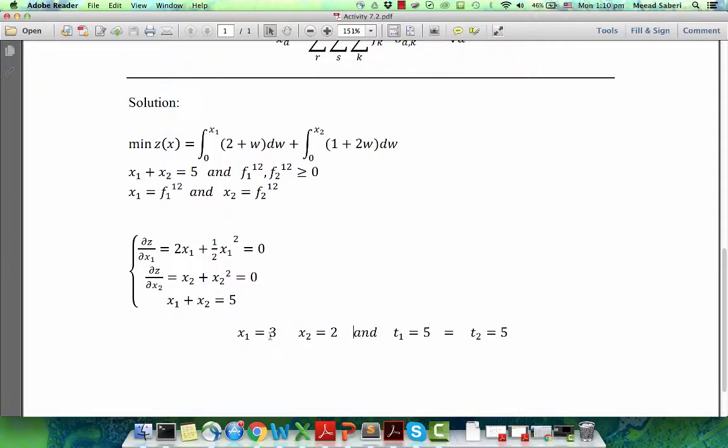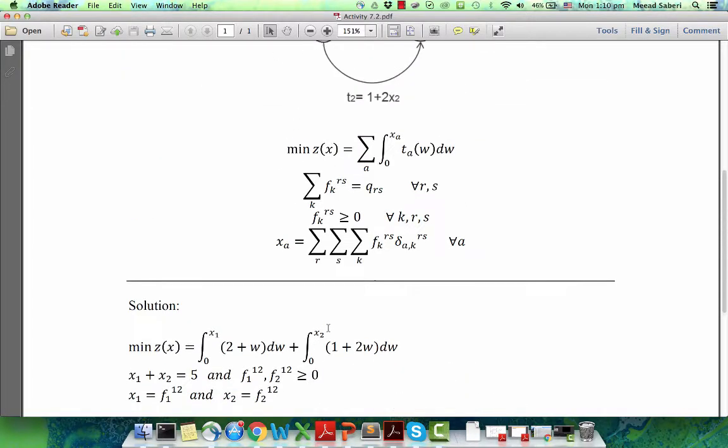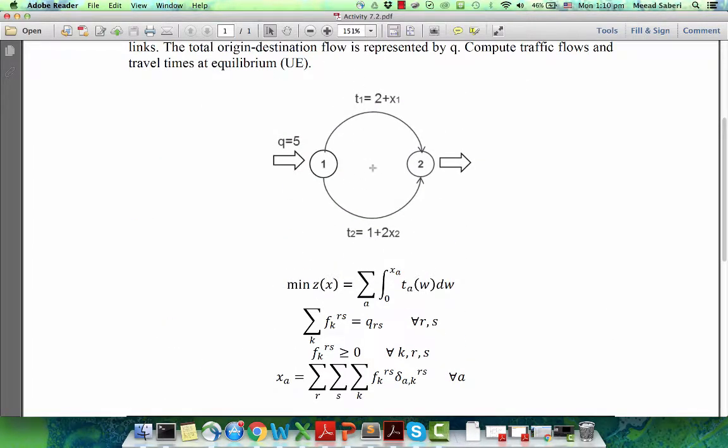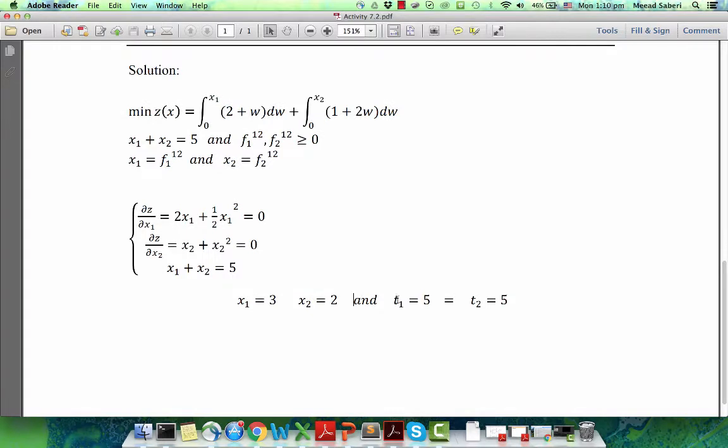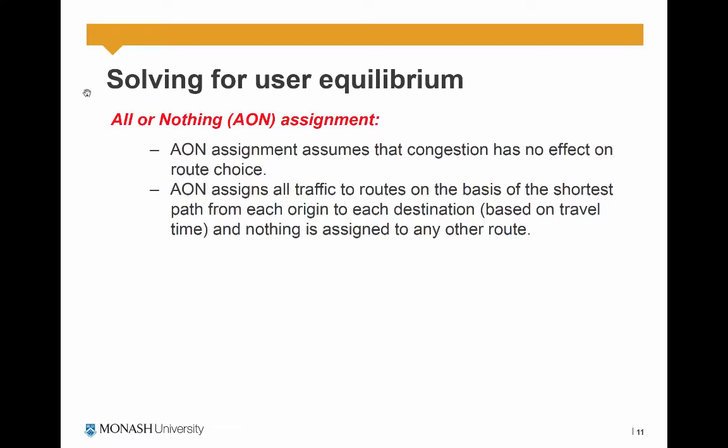So if you put this x1 and x2 in the travel time functions of link 1 and 2, you'll end up with exactly identical travel times. And that's the property of user equilibrium. So in a small network, we can mathematically formulate that objective function, and in a tractable way, we can solve that minimization and get the equilibrium flows, as we saw in the previous activity.